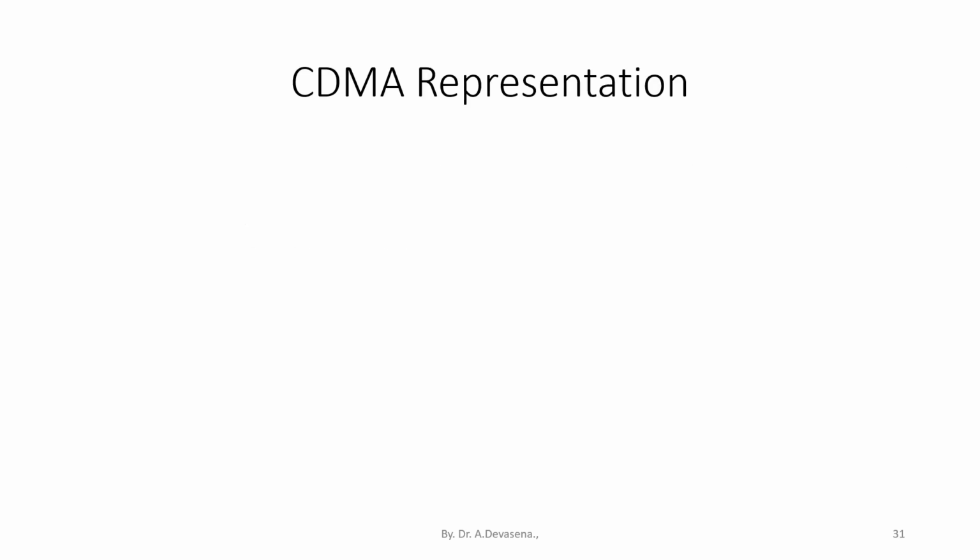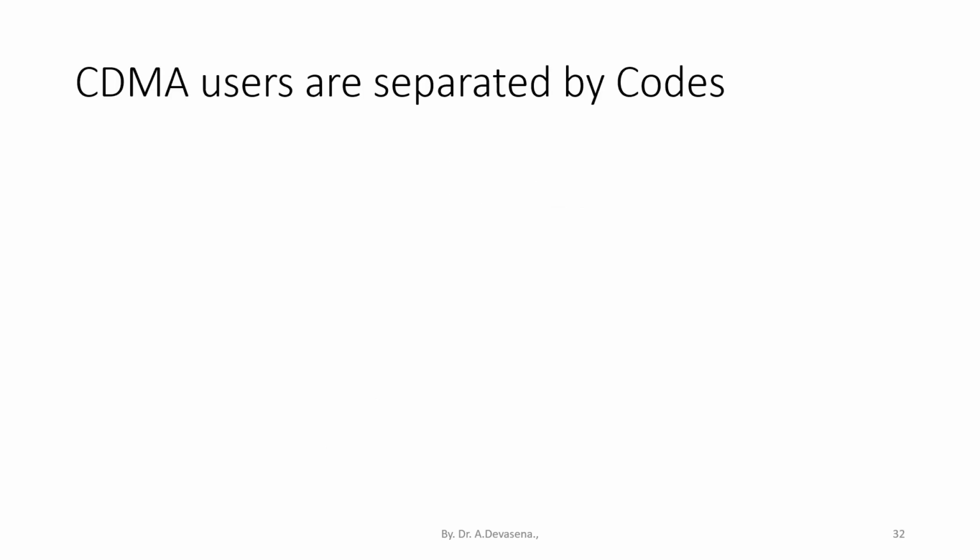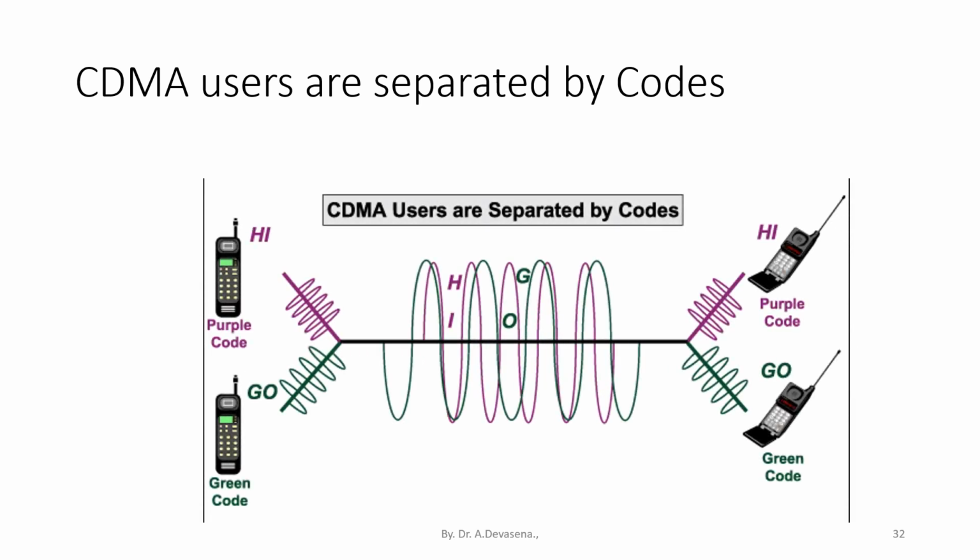CDMA representation. This is the representation of a CDMA. A code is being generated and it is being allotted for each user. So simultaneously the spectrum can be utilized by n number of users. This is the major advantage of using CDMA. CDMA users are separated by codes. This is represented in this animation.